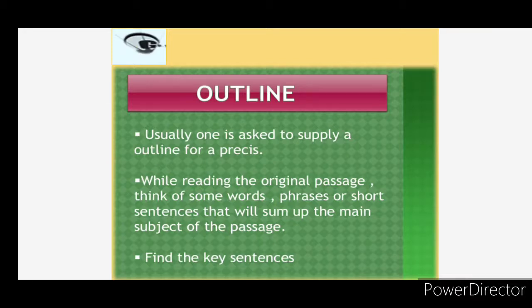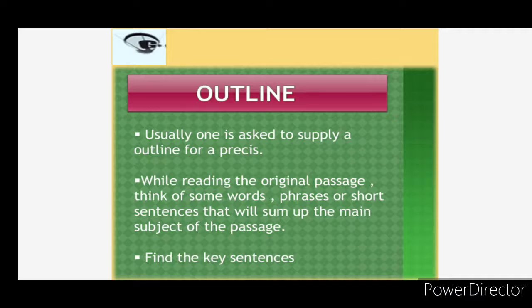Then outline. Usually one is asked to supply an outline for a Precis. While reading the original passage, think of some words, phrases, or short sentences that will sum up the main subject of the passage. You can also find the key sentences. So outline again is very important in Precis writing.